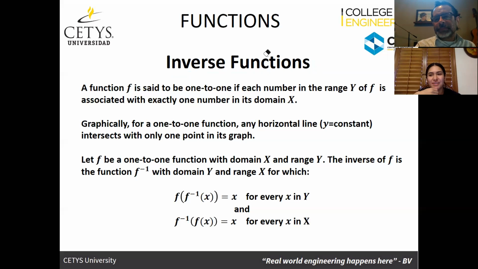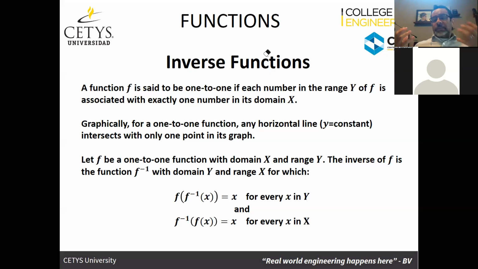A function from a set x to a set y is a rule of correspondence that assigns to each element of x exactly one element of y. Perfect. Well done, Andrea. So a function is this relationship that exists between two sets x and y, such that for every value of x, a value of y is assigned.